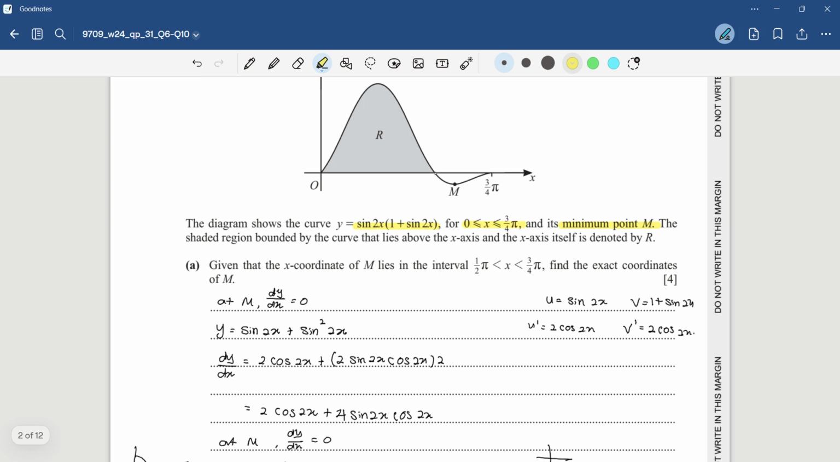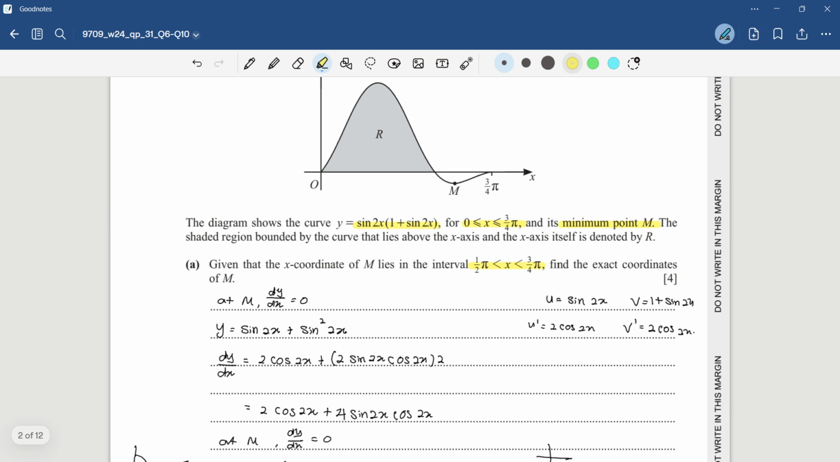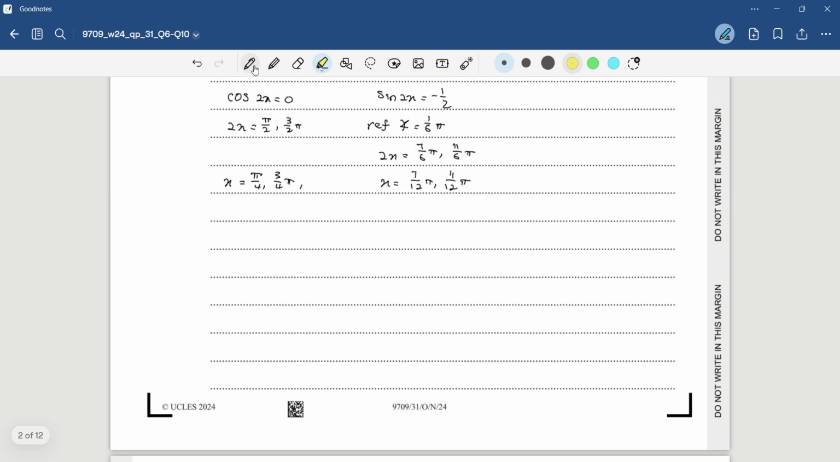We need to identify which point is the M coordinate. Oh, I'm sorry, there is another piece of information: x is between half pi and 3 over 4 pi. Since my x is between half pi and 3 over 4 pi, therefore my x equals 7 over 12 pi.